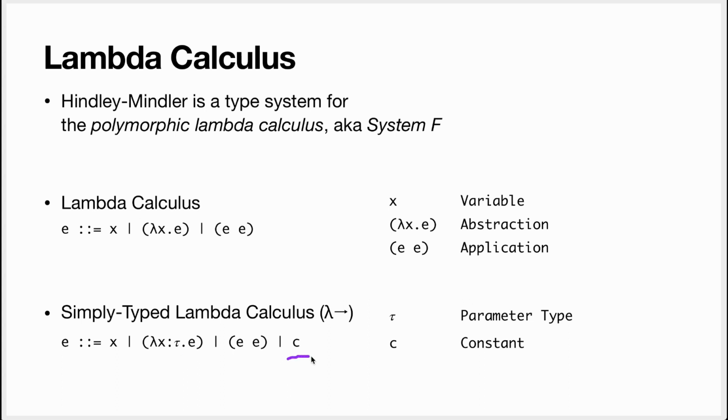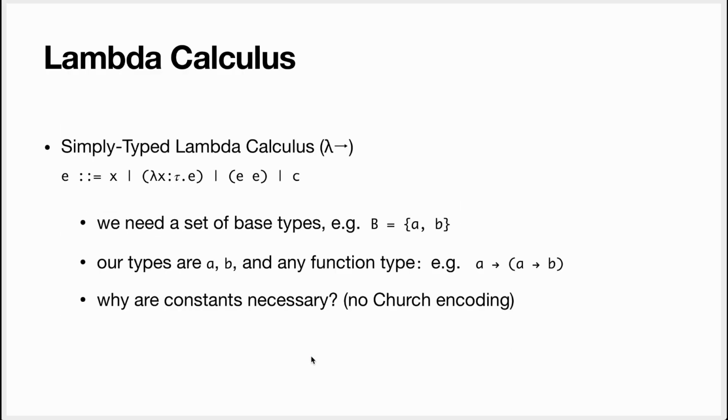We also need to introduce constants. We will also need a set of base types. So for instance, the set B, which has the A and B types. The universe of types, so the set of all types that we can create in the simply typed lambda calculus, is made of the base types and all function types that can be made from the base types. So here, from A to B, the function type A to B.